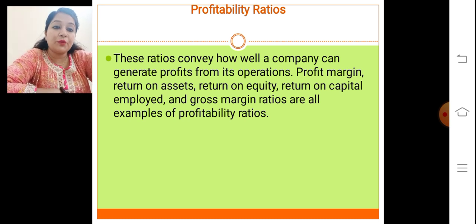Next ratio is profitability ratio. This is the third ratio. These ratios convey how well the company can generate profit from its operation. Profit margin, return on asset, return on equity, return on capital employed, and gross margin ratio are all examples of profitability ratio.